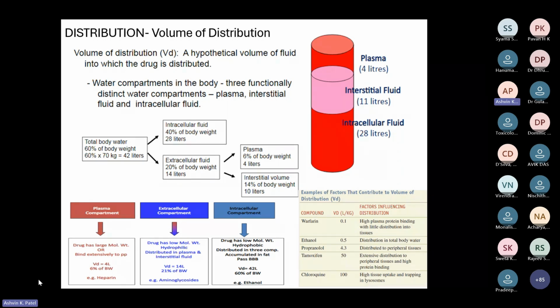Here is an example of factors that contribute to the volume of distribution. We can see chloroquine has a very large volume of distribution compared to warfarin, which is about 0.1. Warfarin is highly plasma protein bound with little distribution into tissue, whereas chloroquine has high tissue uptake and trapping in the lysosomes.